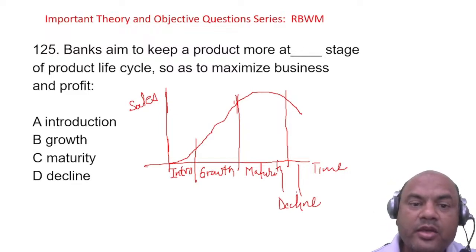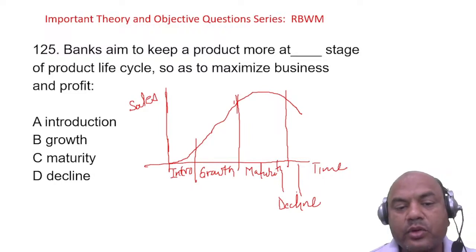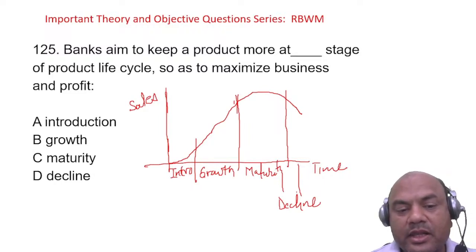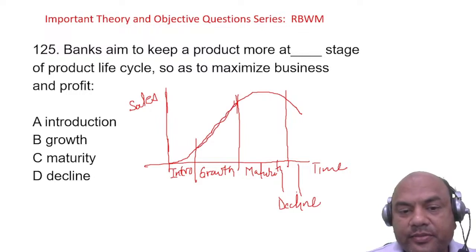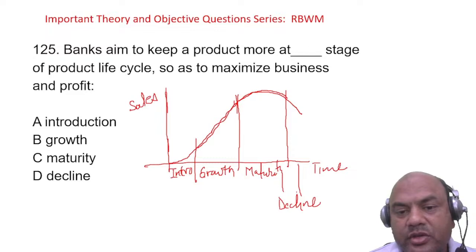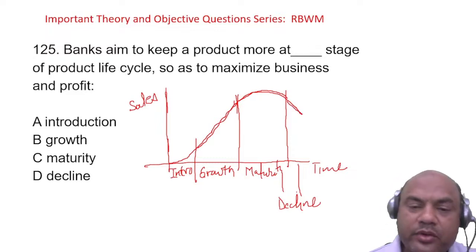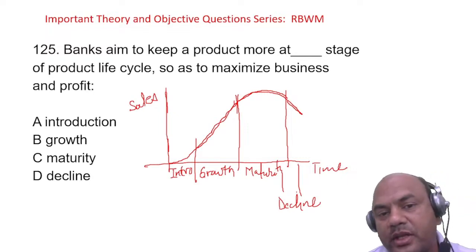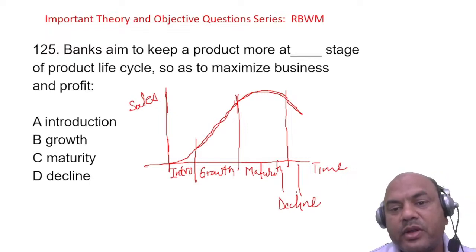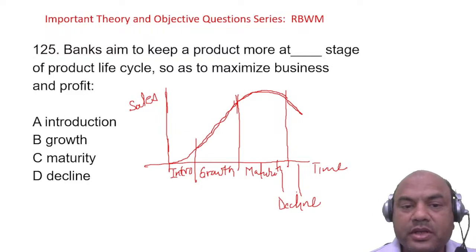Introduction of the product, growth of the product, maturity of the product and decline. If you note, the sales in the introduction phase are lower. In the growth phase, the sales keep increasing. In the maturity phase, the sales are at the peak. And in decline, the sales are going down. Now you tell me, if you are the owner of any company, where will you try to keep your product in the PLC?